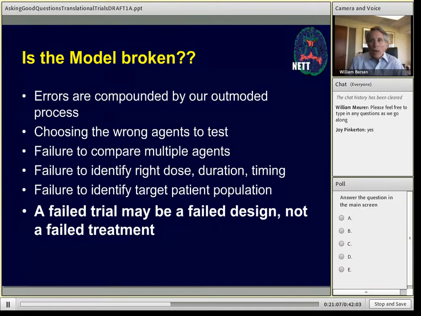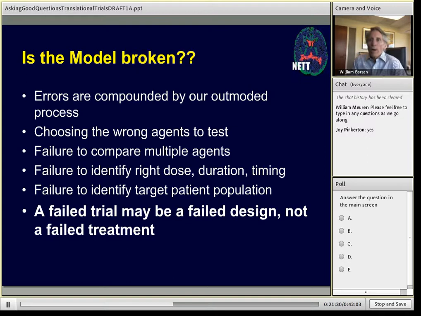We evaluate one agent at a time. We don't know if it's the right agent. We use a fixed trial design. Even though there's some things we're still not sure of, we say we're going to do it with this dose, this way, at this time, and even though we're not sure, sometimes we're studying the wrong patient population. And as I mentioned earlier, we have a very high failure rate. How about 100% failure rate in terms of neuroprotection?